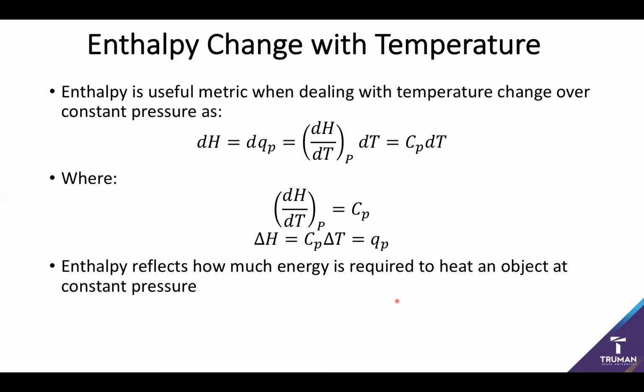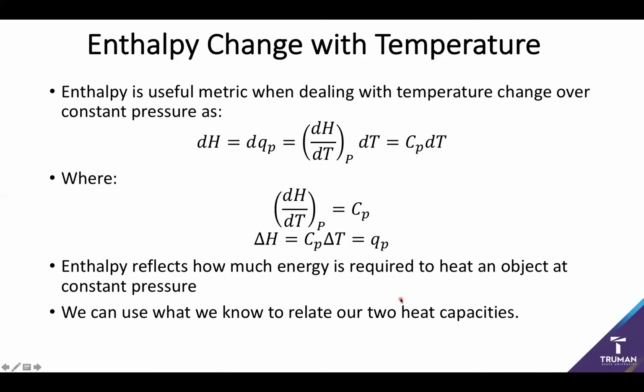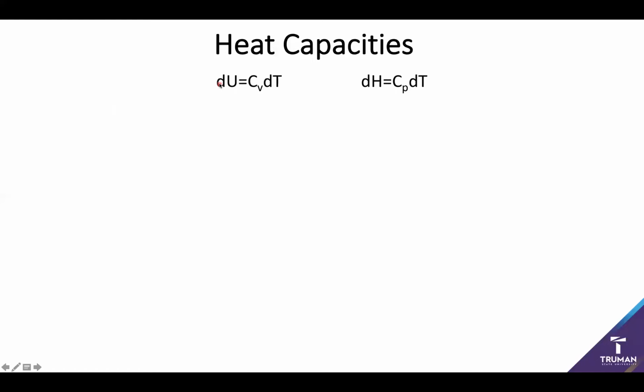However, it is worth noting that we now have our isobaric heat capacity, but it could be really useful to have some sort of comparison to our isochoric heat capacity. Our isochoric heat capacity is related to the change in internal energy, and our isobaric heat capacity is related to the change in enthalpy. So if I want to relate my two heat capacities, I'm going to want to relate my two properties, enthalpy and internal energy.